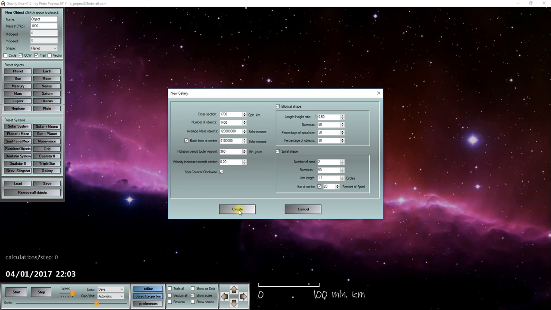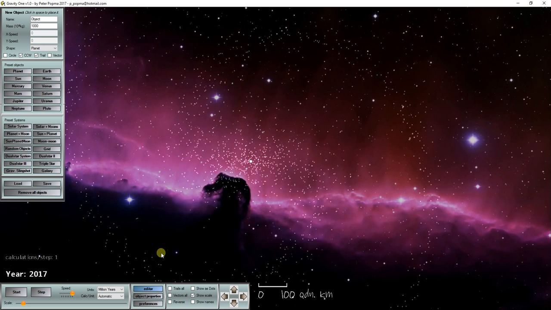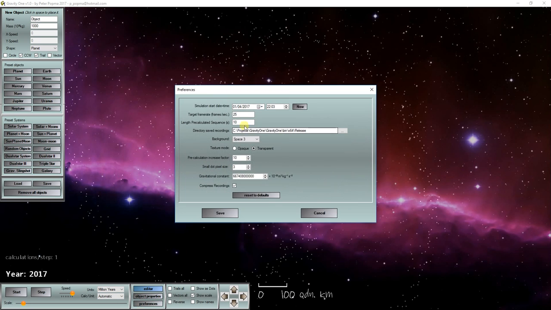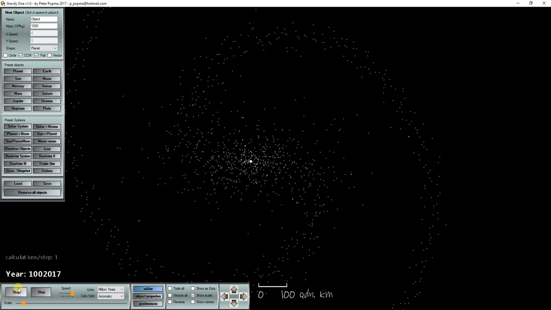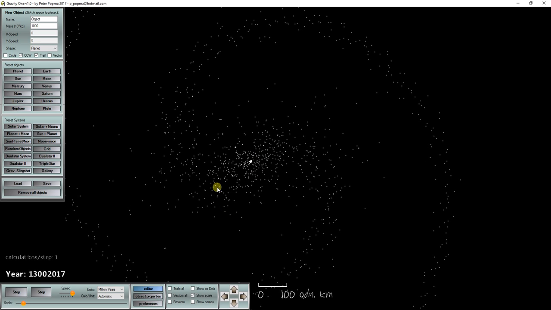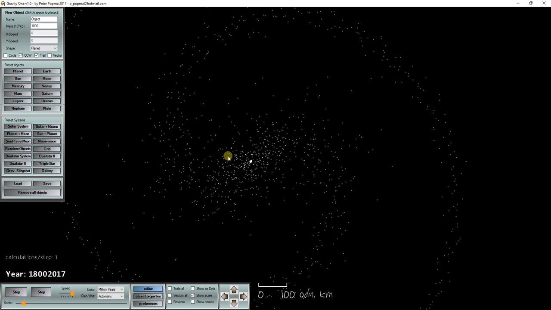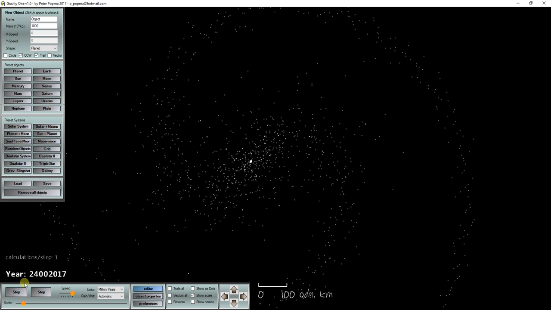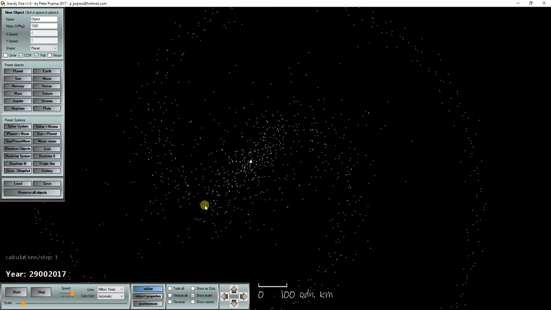Standard, the settings are for our own Milky Way. I will remove the background to make things more clear and press start to start the simulation. You see things are moving, only very shaky. There are simply too many objects to make the calculations in the proper time.